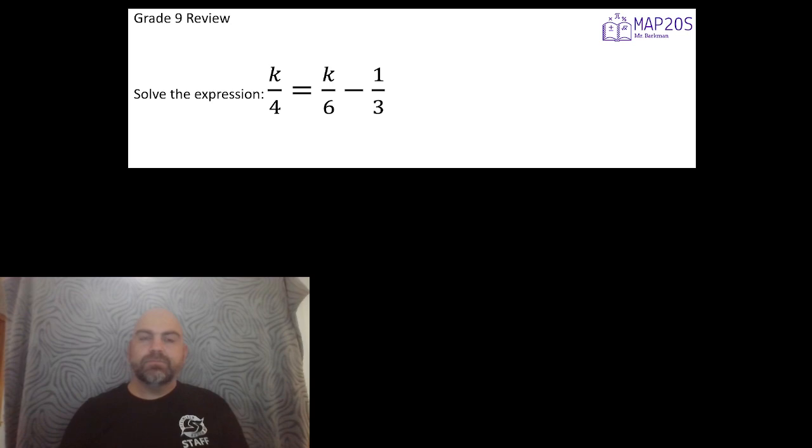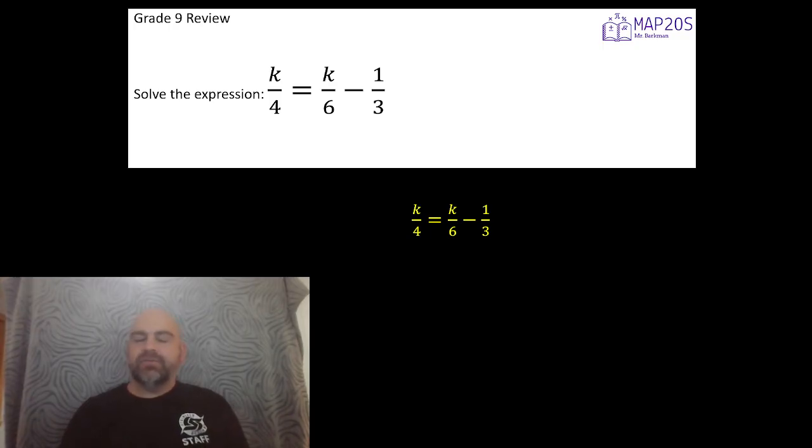All right, let's try to solve this one here. Because we have denominators, we need to get rid of the denominators. That's what we want to do. One way that I have seen this done is to multiply everything by a common multiple of our denominators. 4, 6, and 3, they're all different. So I would multiply by 12.